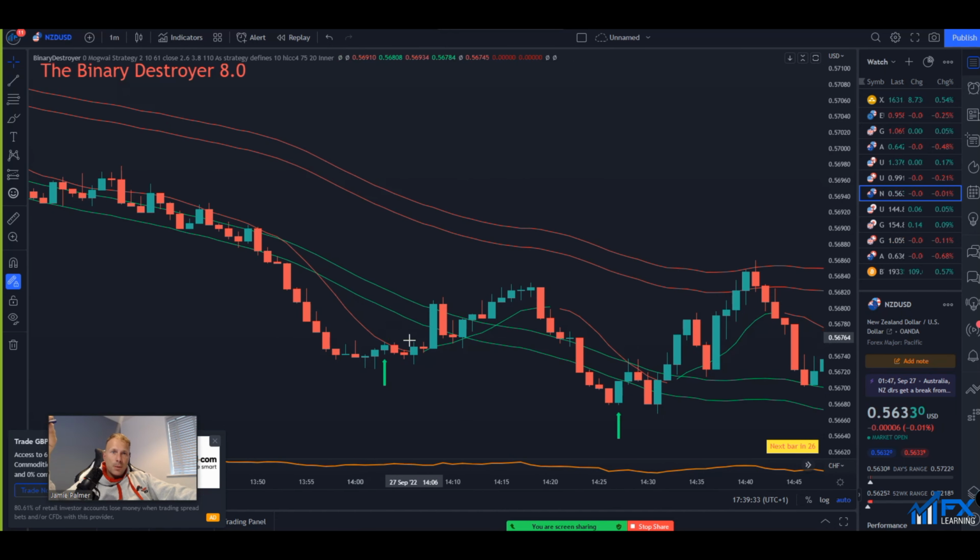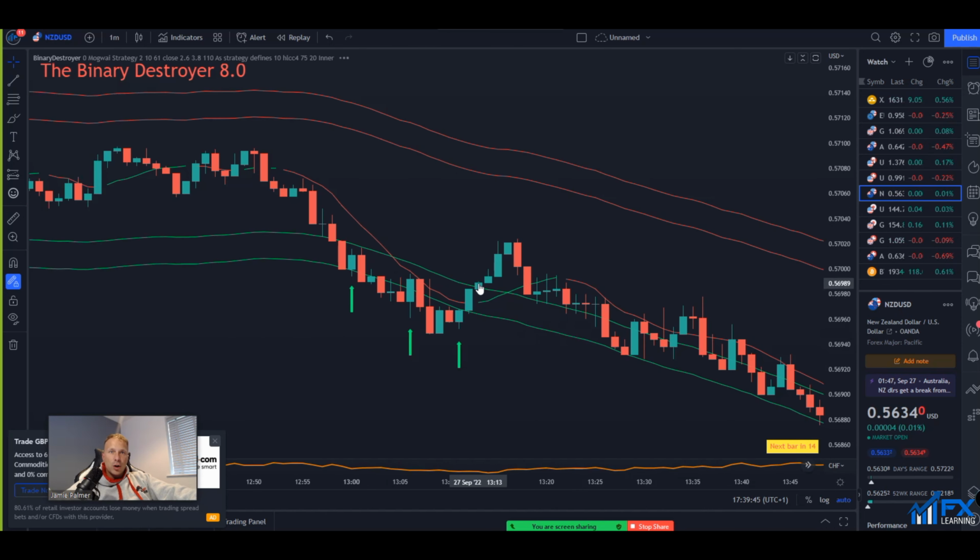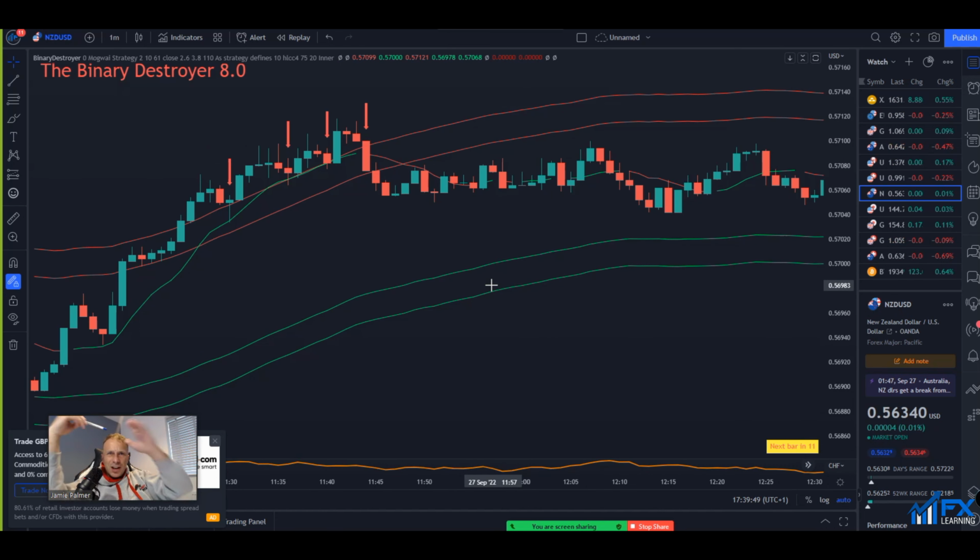Winner. This one might be a loss because you probably would have entered on this green candle here. So 1, 2, 3, 4, 5. So you would have lost that one. Doubled up on this one, would have won it. 1, 2, 3, 4, 5. That's a winner. Okay, this one, 1, 2, 3, 4, 5. That one's a winner. So you get the idea, okay?